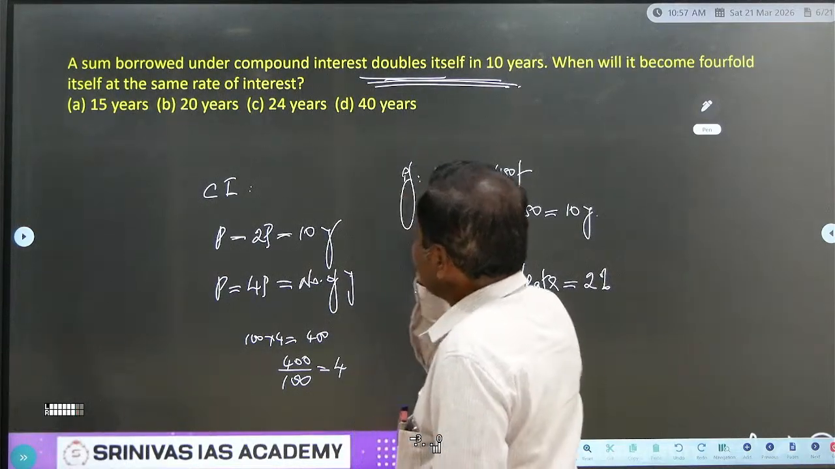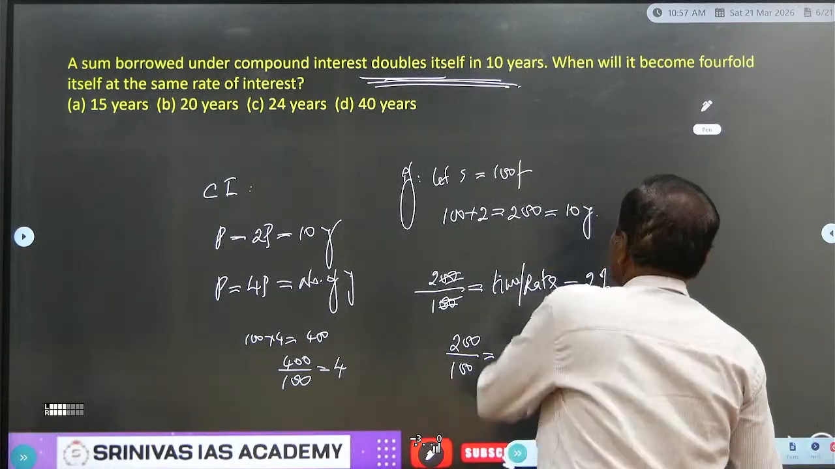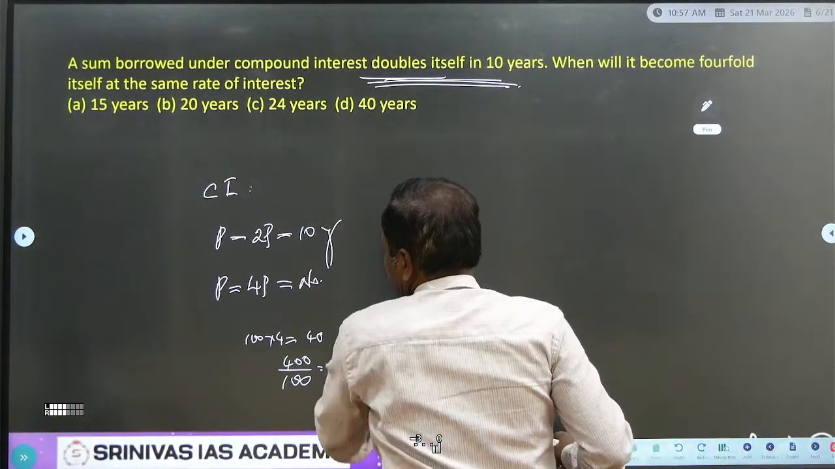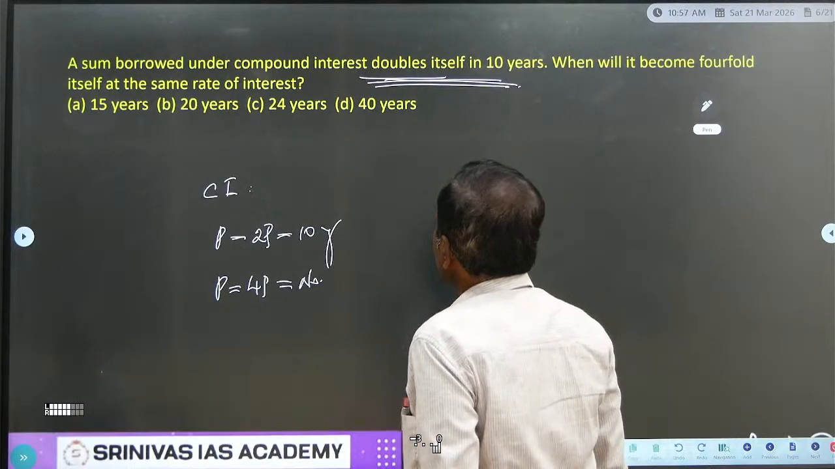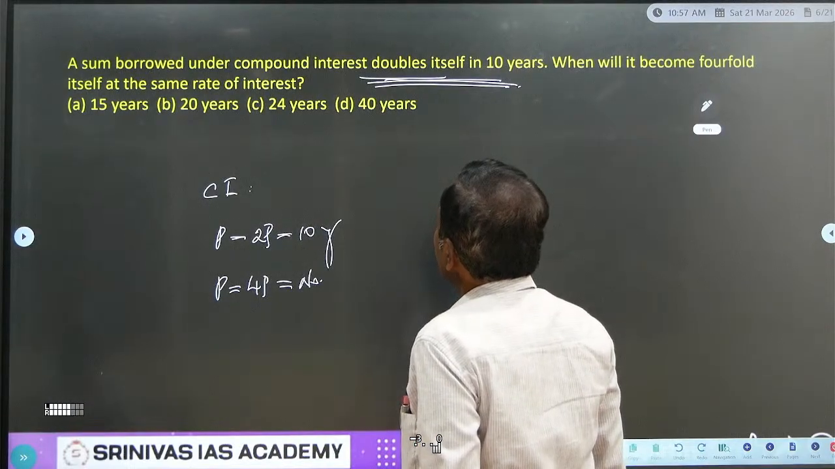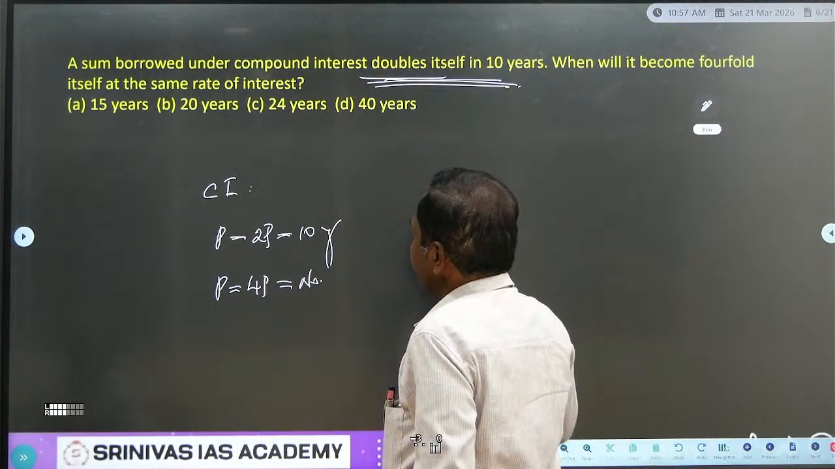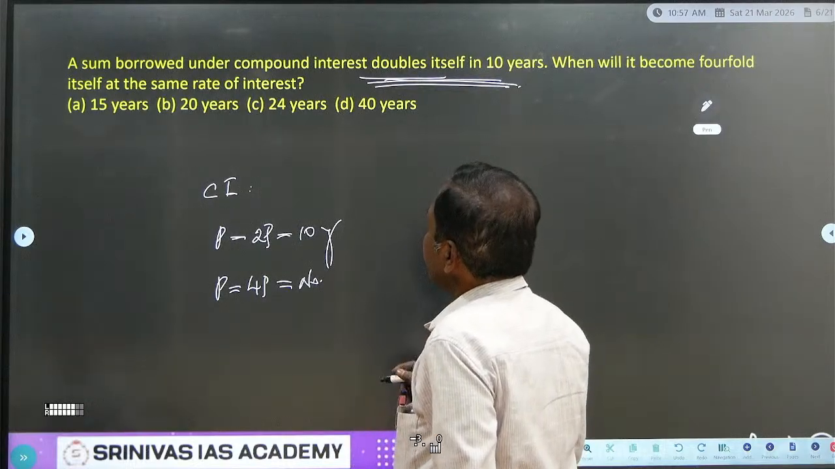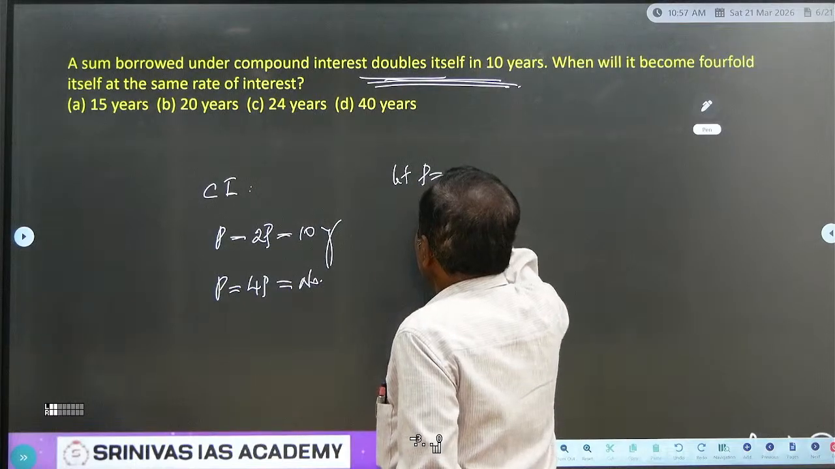Something is missing here. I think some information is missing. This is the information provided in the question: compound interest doubles itself in 10 years. Doubles itself in 10 years means we let P be 100.